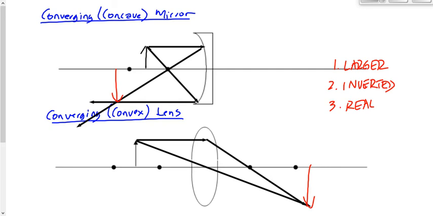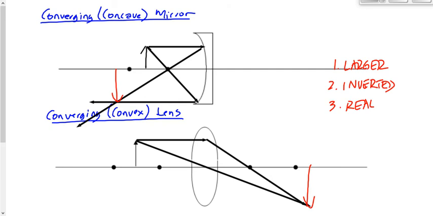In fact, no matter which converging mirror you draw, you will always get the same image characteristics as the equivalent converging lens. If the object distance is between f and 2f, it doesn't matter whether you've got a converging mirror or a converging lens, the same characteristics will appear. Let's just double check that though.